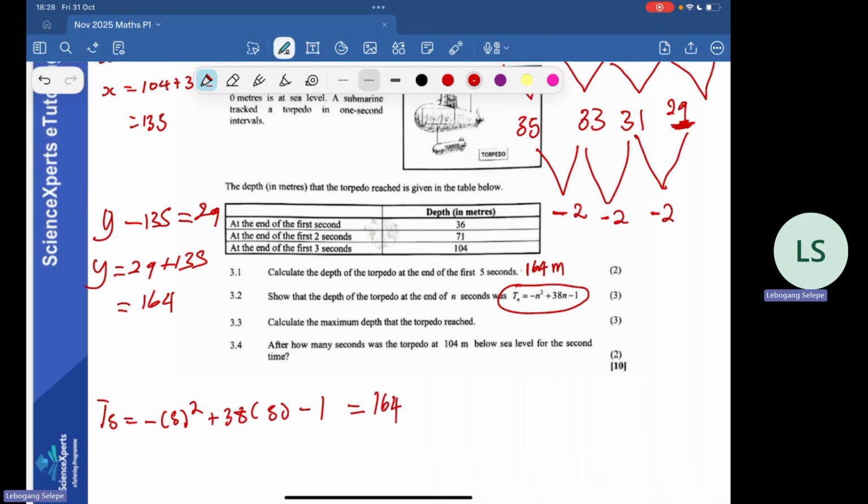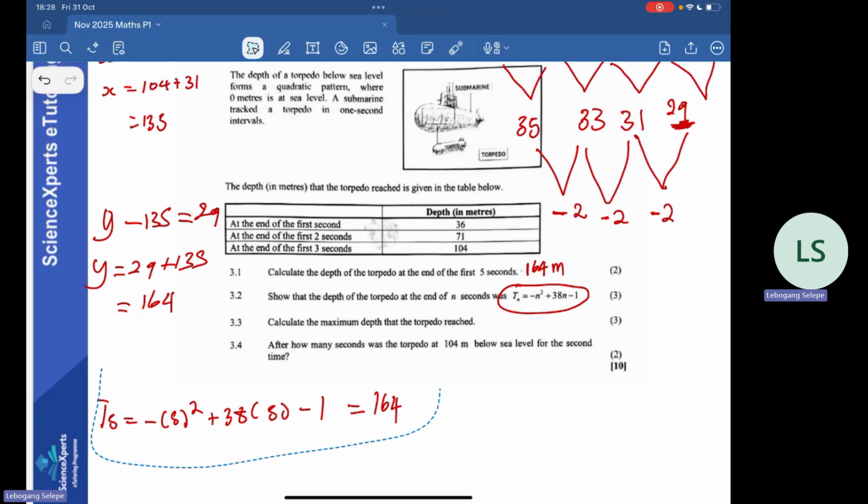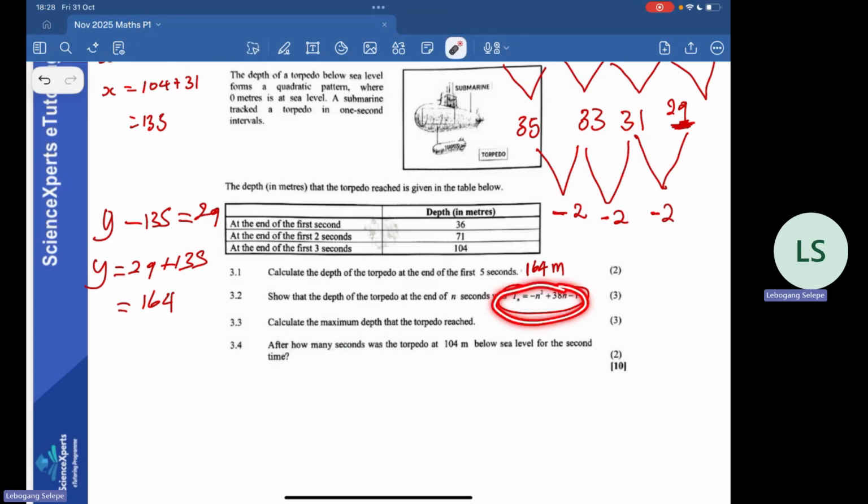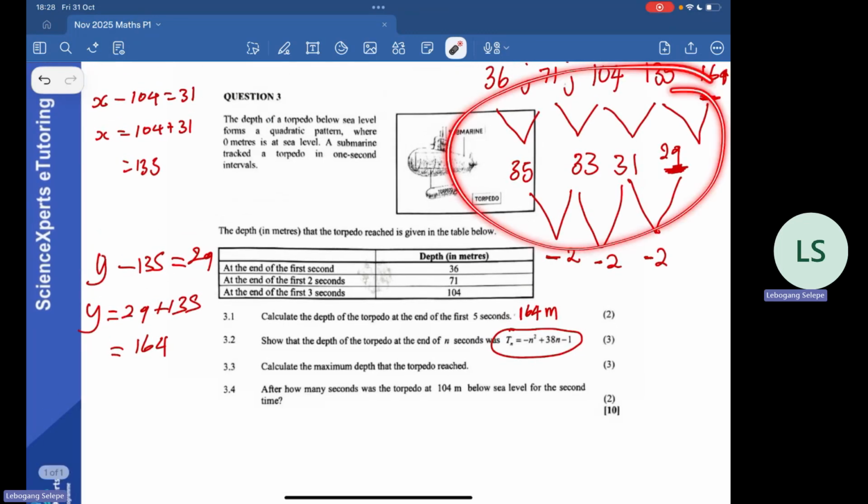164. But because this question came after this one, they wouldn't expect us to use the formula here. They wanted us to do it the manual way, without using the formula. Don't show the formula, rather just give them the answer, because if you show them the formula, it's going to be like you cheated, because you were supposed to do it the manual way. We only want the formula after.